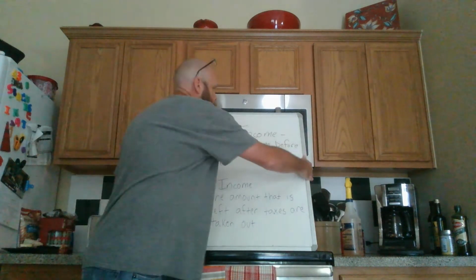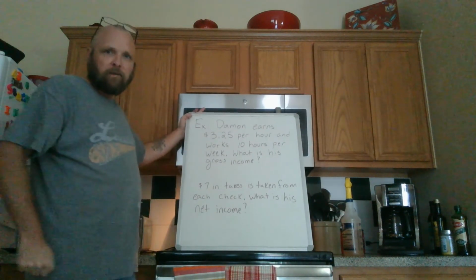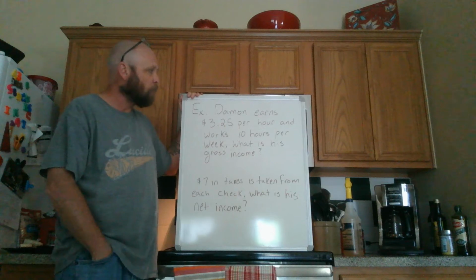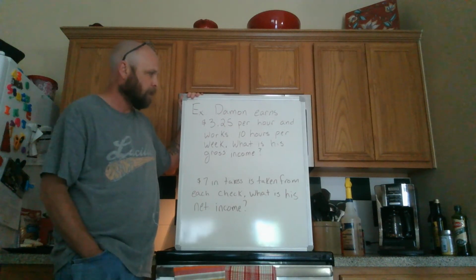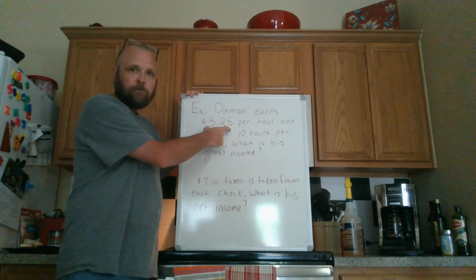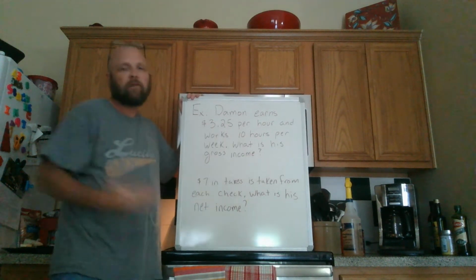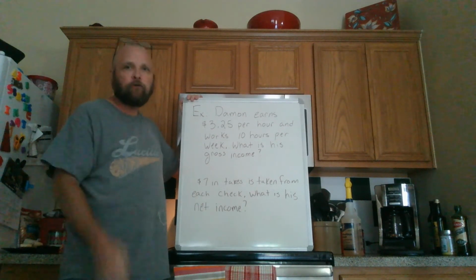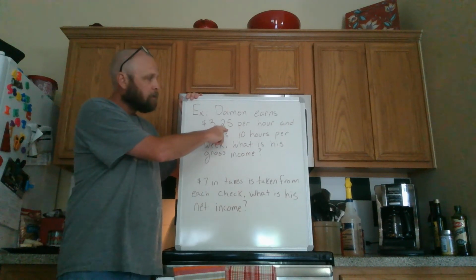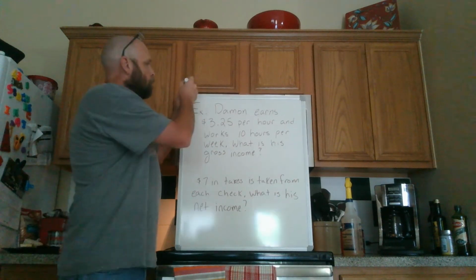Okay? So now, let's look at one example. This example says Damon earns $3.25 per hour and works 10 hours per week. What is his gross income? Well, we're going to take the amount he makes per hour, which is $3.25, and the number of hours he works, which is 10 hours. We've learned how to multiply by a power of 10. When we're multiplying by a power of 10, we move the decimal point to the right one place. So what is his gross income? His gross income is going to be $32.50.